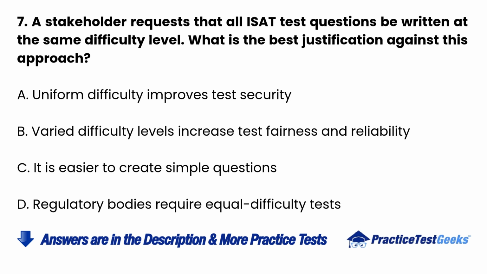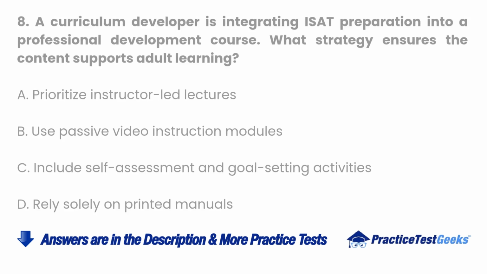7. A stakeholder requests that all ISAT test questions be written at the same difficulty level. What is the best justification against this approach? A. Uniform difficulty improves test security. B. Varied difficulty levels increase test fairness and reliability. C. It is easier to create simple questions. D. Regulatory bodies require equal difficulty tests.